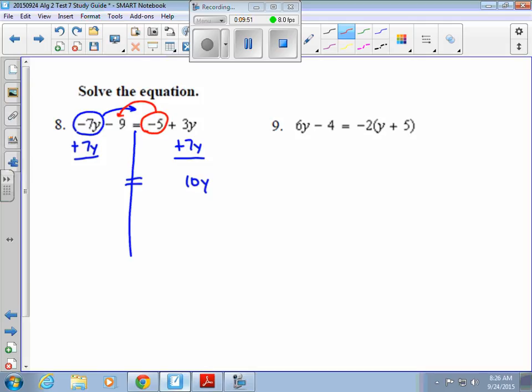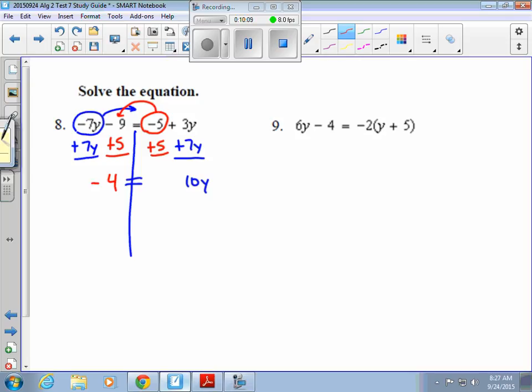It says negative 5, which is minus 5. Add 5 to that side to cancel it out. If you add it there, add it here. Negative 9 plus 5, again, opposite terms. Subtract the absolute values, 9 and 5, and you get 4. 9 is the higher absolute value. It's negative, so it's negative 4.